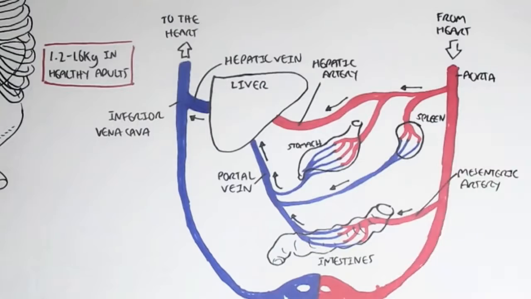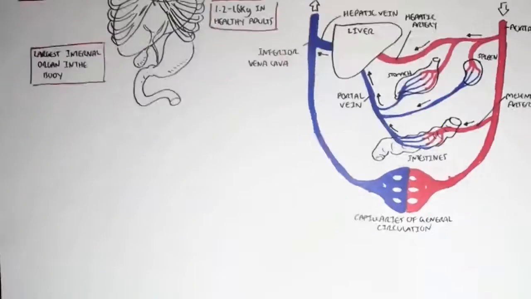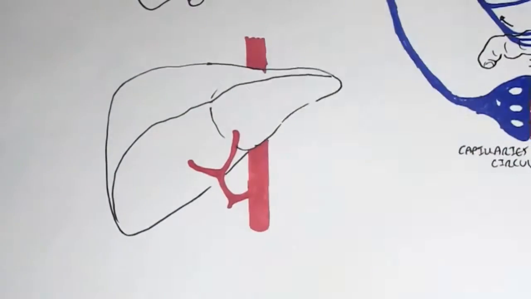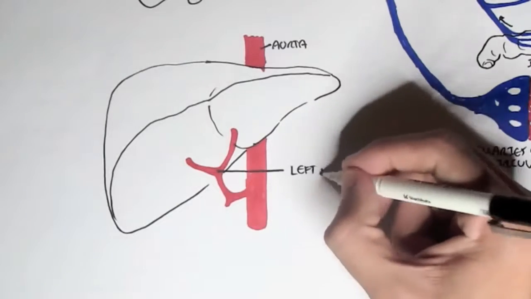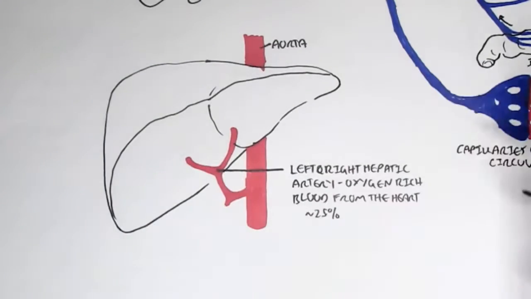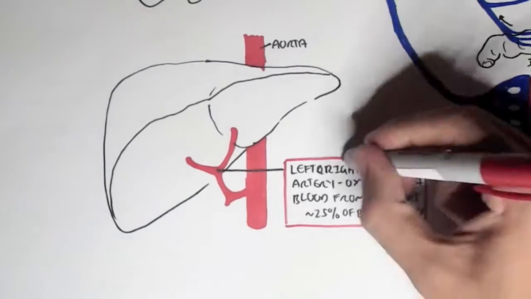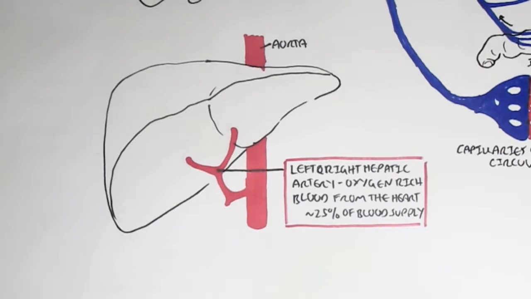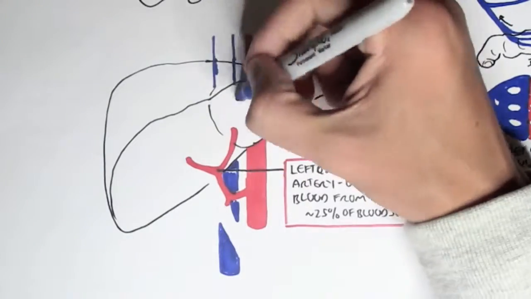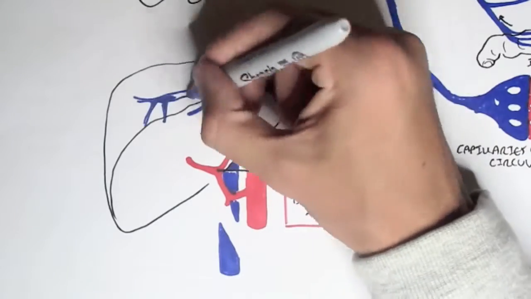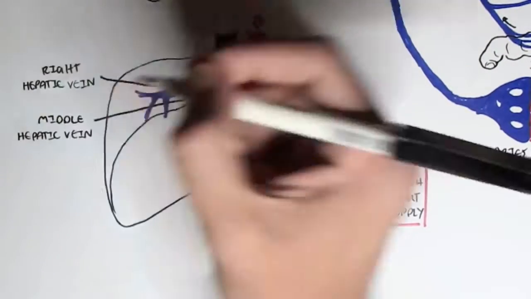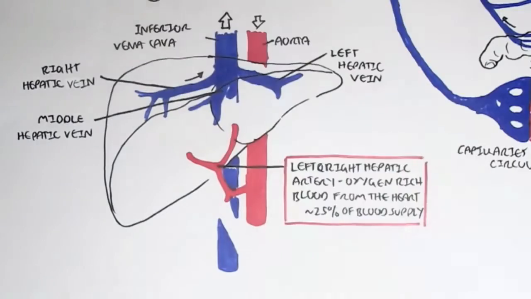So let's look at this diagram in a bit more complex detail by looking specifically at the liver. So here we have the liver. The aorta brings in oxygenated blood to the liver through the left and right hepatic artery. So again, this is oxygen-rich blood from the heart. And this actually only supplies about 25% of the blood supply to the liver. And then we have the veins leaving the liver towards the heart. And these are the right hepatic vein, middle hepatic vein, and the left hepatic vein, which connect to the inferior vena cava, which then goes back to the heart.